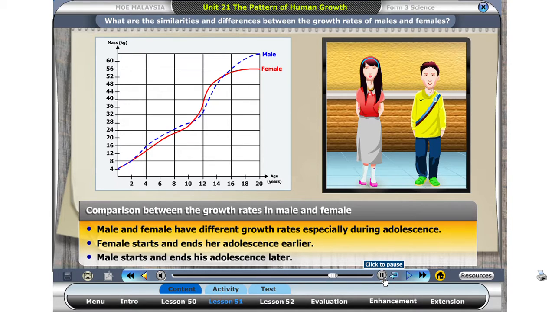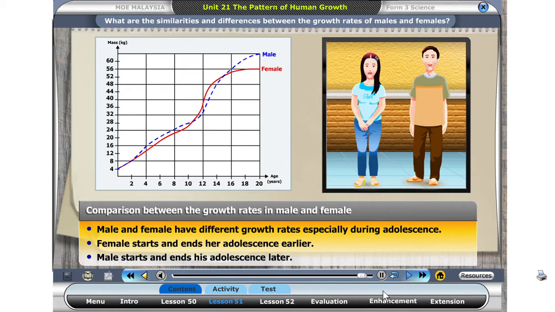This is because a female achieves puberty at an earlier age and ends her adolescence earlier, whereas a male reaches puberty and ends his adolescence at a later age. So, normally a female grows faster in terms of height and weight at the early adolescent stage. But later in the adolescent stage, a male outgrows a female because his growth period is longer.